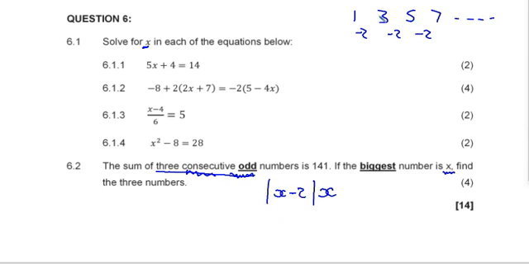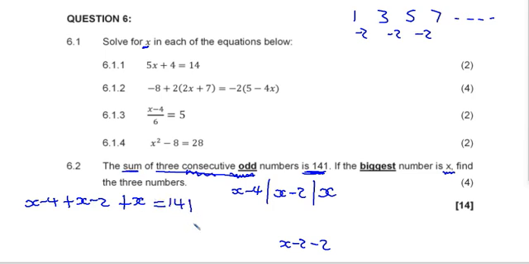Now, to get this 3, we subtracted 2 once again from this 5. So we are doing the same here. x minus 2, let's subtract 2 once again. What do we get? We get x minus 4. So these are the 3 consecutive odd numbers. And the question said, when you add these 3 consecutive odd numbers, you are getting 141. So let's write an equation based on that. It's x minus 4, add x minus 2, and the third one is x. And if you add these three, you get 141.